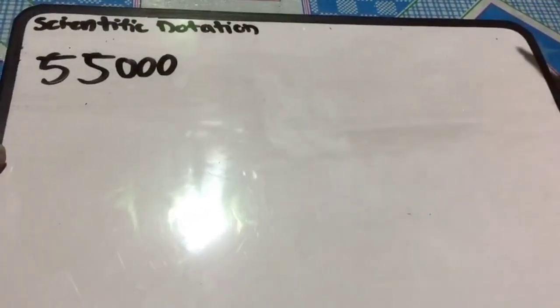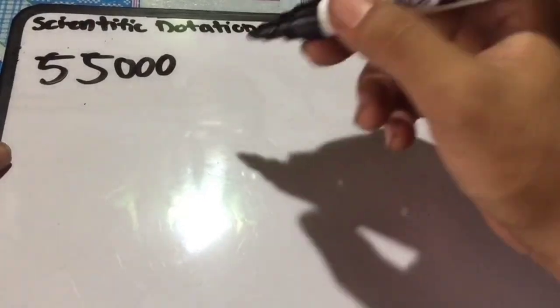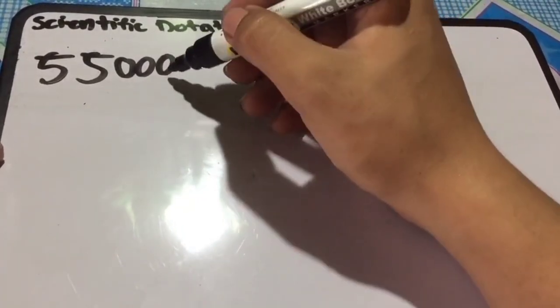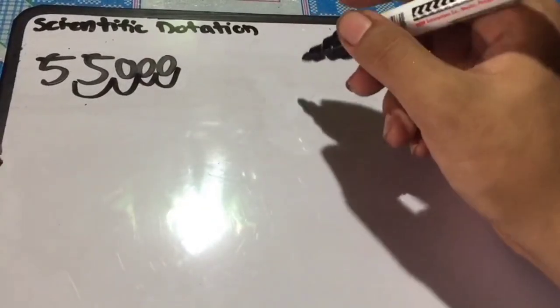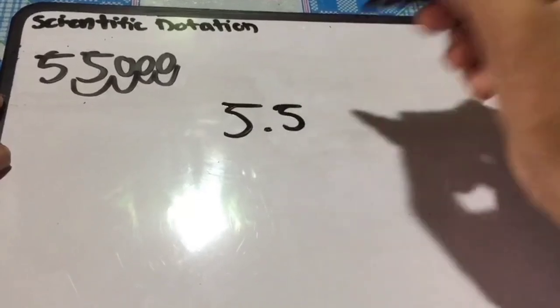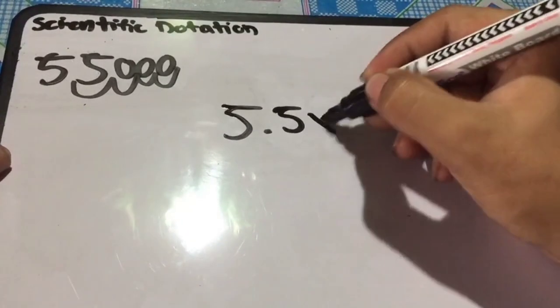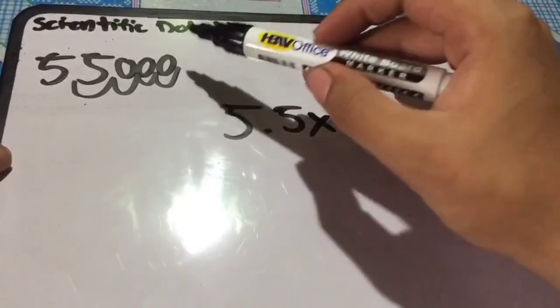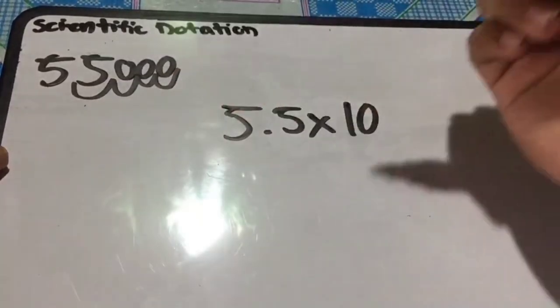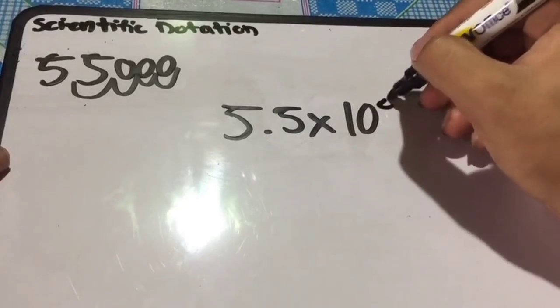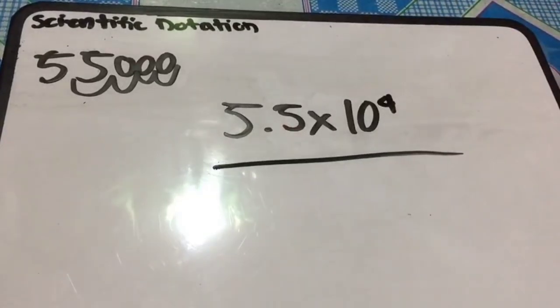Third example and lastly is 55,000. Let us convert this into scientific notation. The first thing we're gonna do is move the decimal point to the left, which is 1, 2, 3, 4. Now let us convert this to scientific notation. 5.5 x 10 raised to, let us count how we moved the decimal point, 1, 2, 3, 4, 5, I mean 4. And that is the final answer.